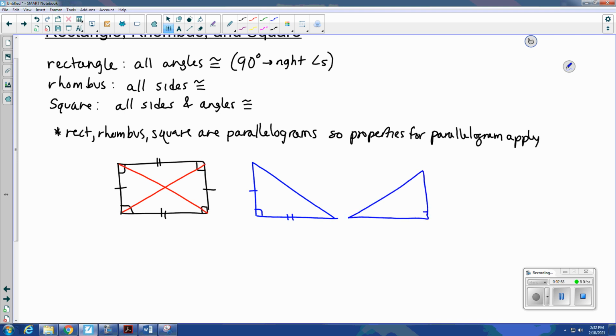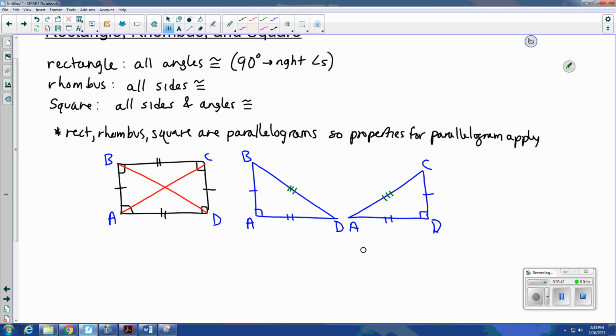So I'll assign some letters to make this more clear. Let's say that this is A, B, C, and D. And we have A, B, and D. And then we have A, D, and C. Not B, D. So these two triangles are congruent by side angle side. So by CPCTC, the hypotenuse of each right triangle that I've removed are congruent. And what do those hypotenuses represent? In my rectangle, they represent the diagonals. So in a rectangle, the diagonals are congruent.